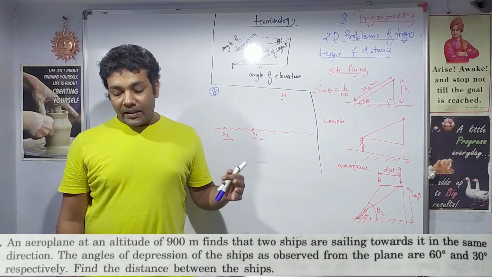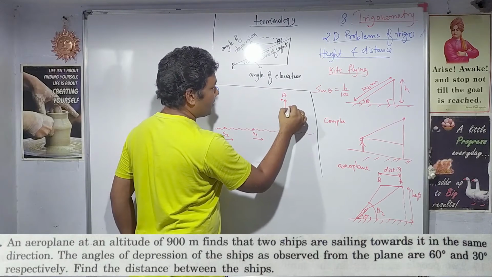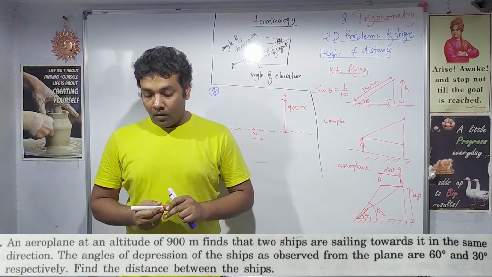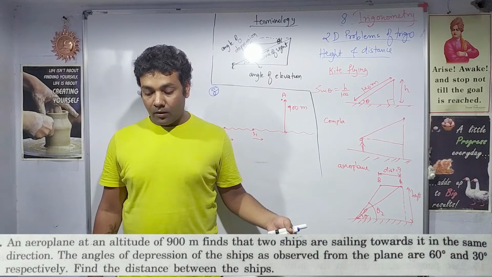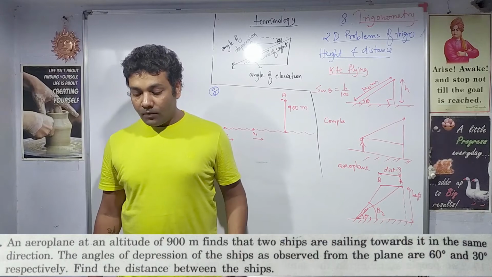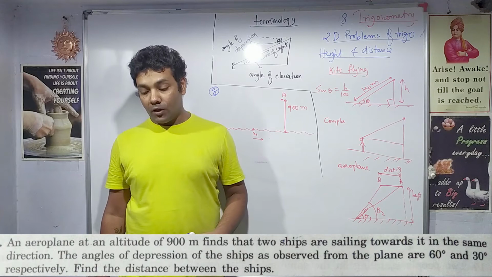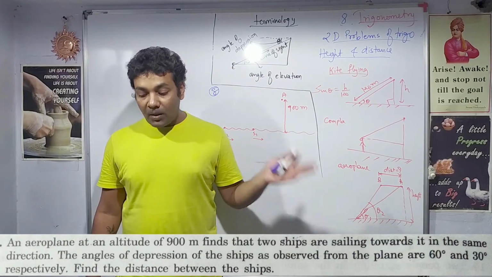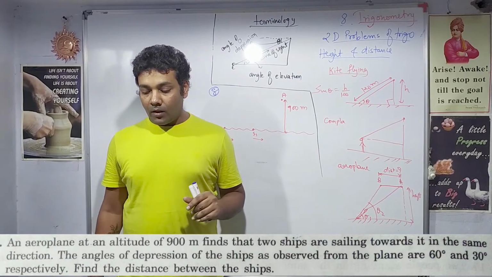An aeroplane at an altitude of 900 meters. So this height is given, 900 meters. Two ships are sailing towards it in the same direction. The angle of depression of the ships observed from the plane are 60 degree and 30 degree respectively. Find the distance between the ships.